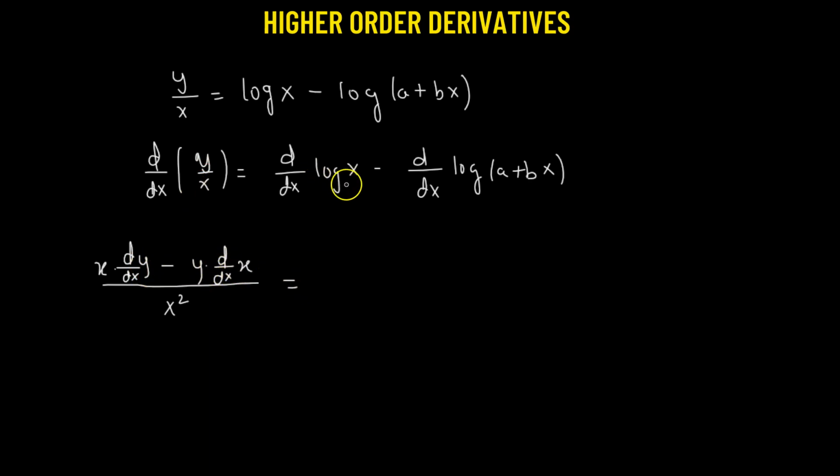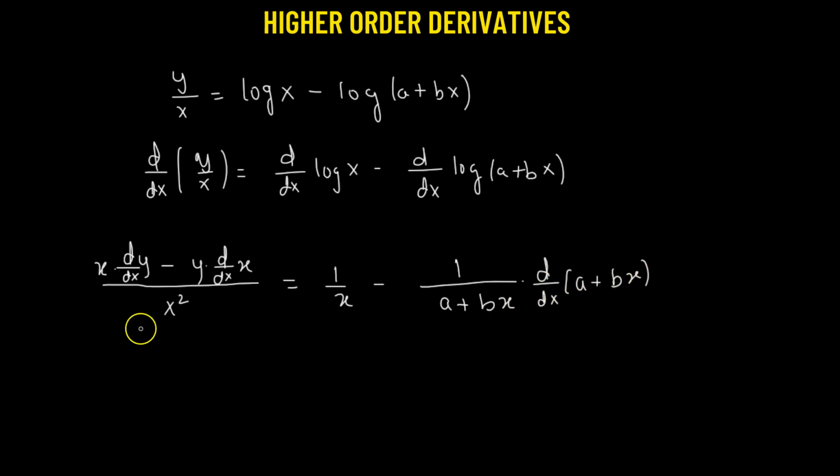And this will equal the derivative of the logarithmic function, which is simply 1 over x, minus the derivative of log of a plus bx, so that will be 1 divided by a plus bx. But we'll also have to use the chain rule and multiply it by the derivative with respect to x of a plus bx. That gives us x over x squared, so that will be 1 over x times dy over dx minus y over x squared, because the derivative of x with respect to x simply equals 1. So that will equal 1 over x minus the derivative of a plus bx, so that's simply b, divided by a plus bx.